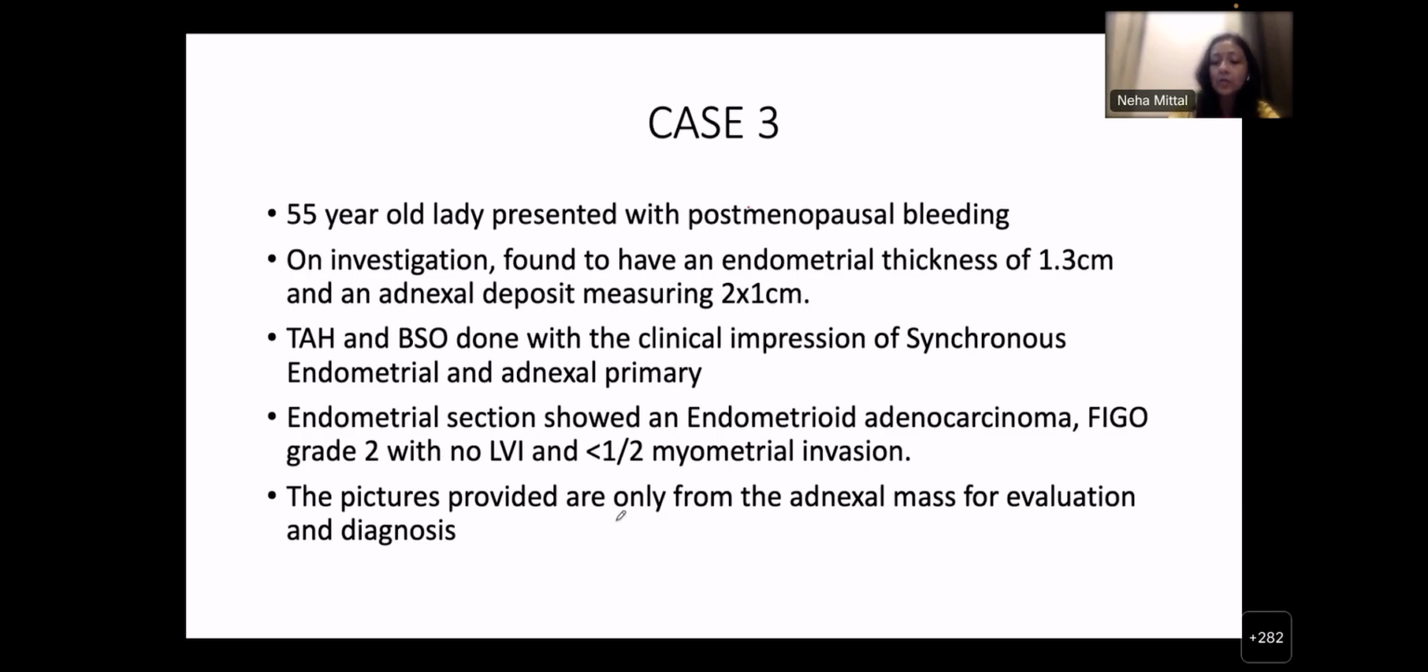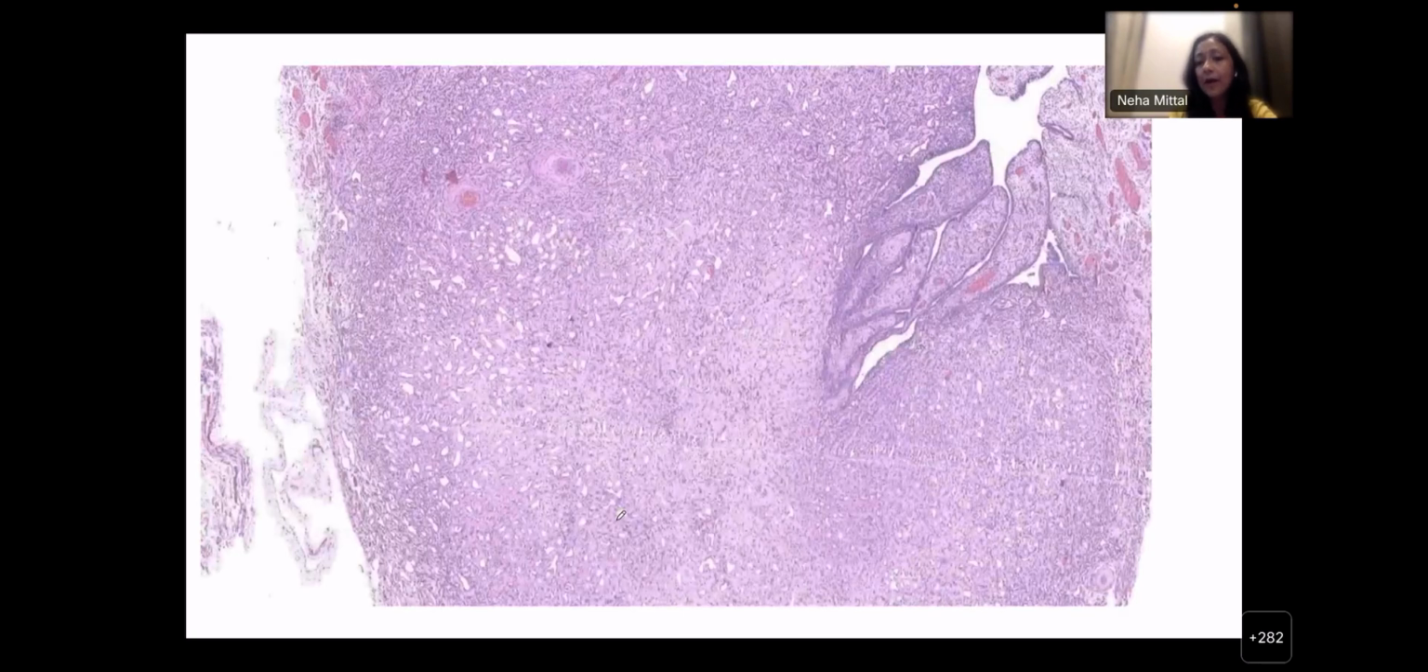What is this adnexal lesion? The pictures provided here are only from the adnexal mass for evaluation. As you can see, this is the fallopian tube epithelium, which is seen on the right upper corner, and the rest of the area is showing this kind of a proliferation. Anybody, very quickly? Gunjita? Adenomatoid tumor.